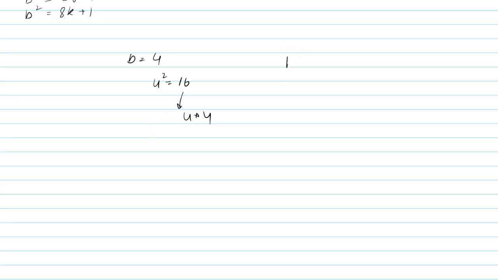Now let's take b equals 5. What would be b square? 25. It can be represented in the pattern 4k, and we can also represent it as 24 plus 1. And what's 24? 8 into 3. So 25 is 8 into 3 plus 1, represented as 8k plus 1. Fantastic.